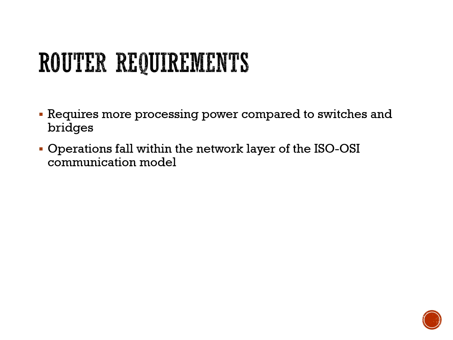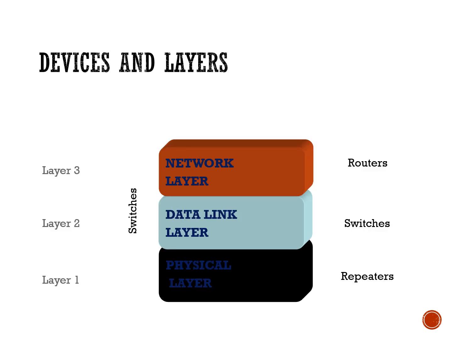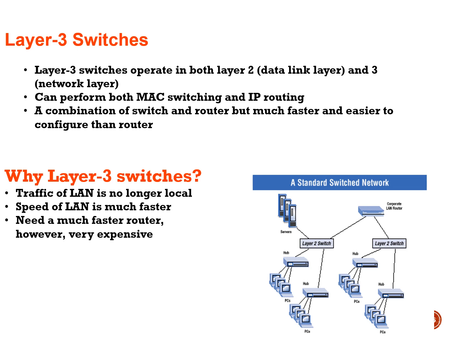So routers operate at the network layer of the OSI model. You can see in this diagram also, it's at the network layer. So we can say layer 3 devices are routers, layer 2 devices are switches, layer 1 devices are repeaters. But we have one hybrid, that is layer 3 switches. These switches work both at the data link as well as the network layer, and they can perform MAC switching as well as IP routing.